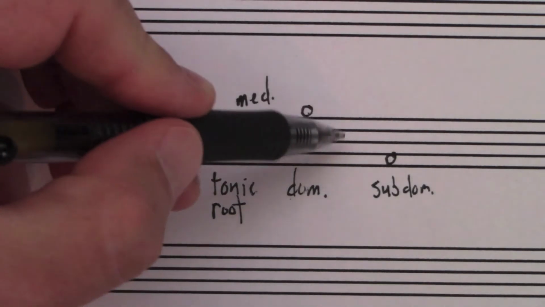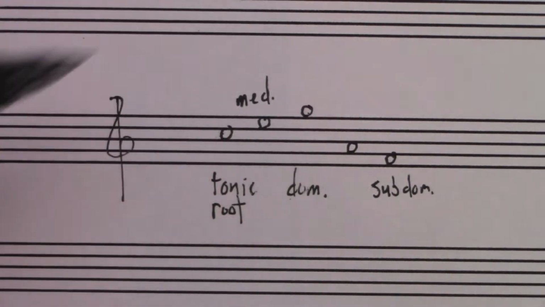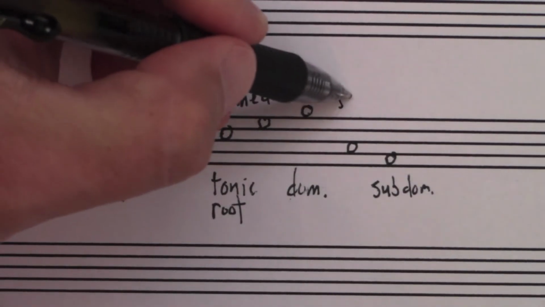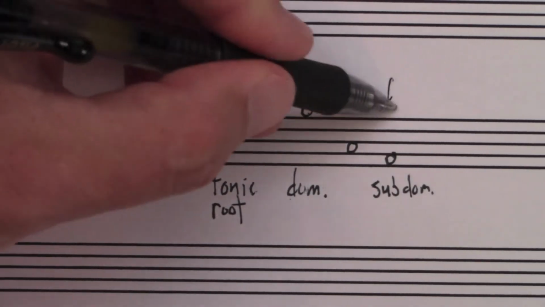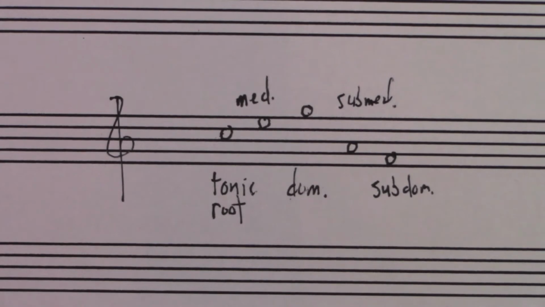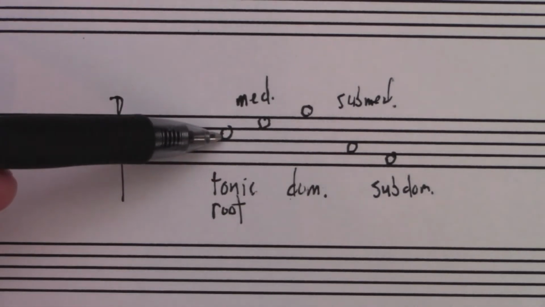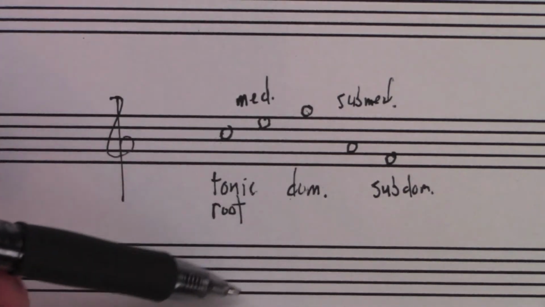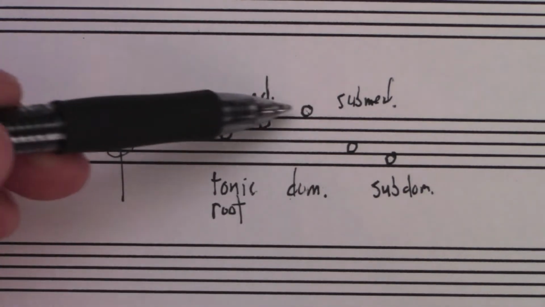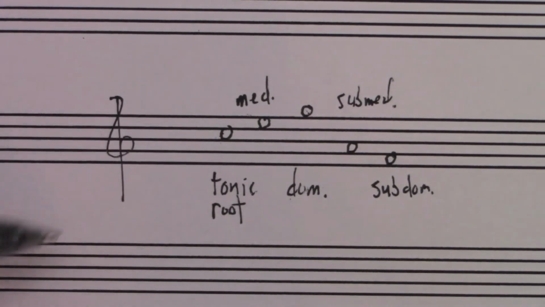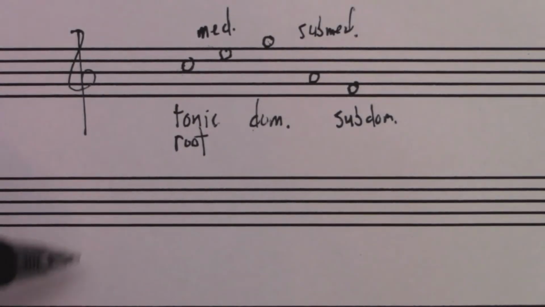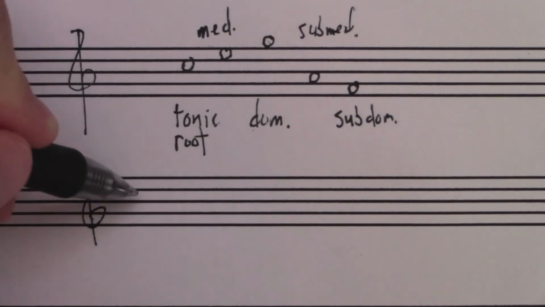So if we go down a third, what do you think that's going to be called? Submediant. All right? Tonic. Up a fifth, dominant. Down a fifth, subdominant. Up a third, mediant. Down a third, submediant. And I'm actually going to go on a different line here because we're running out of space. But we'll stay with C.